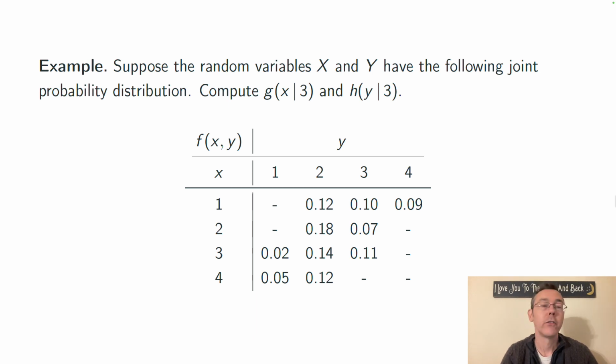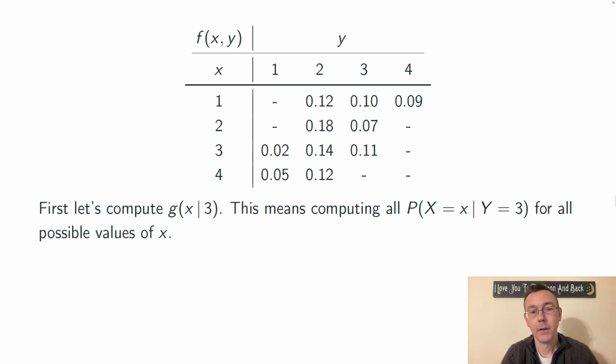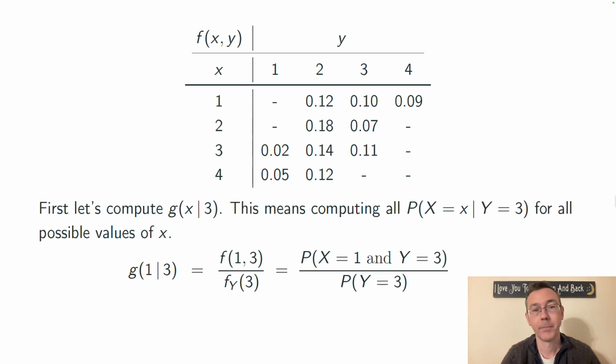We want to compute first g of x given that y is 3. So what's the probability distribution for x when y is 3? In order to do this, we're going to have to compute three different probabilities. We're going to have to compute the probability that x is 1, 2, and 3 when y is 3. Notice that the probability of x being 4 when y is 3 is going to be 0. That's just not possible. Using the definition, I'm going to compute f of 1 comma 3, the probability that x is 1 and y is 3, and I'm going to divide by the overall probability that y is 3. That is a marginal probability mass function.